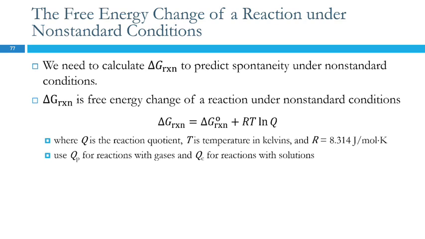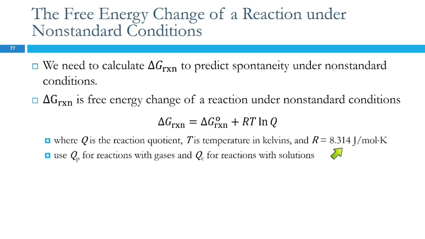This is the same Q we saw before, the reaction quotient. The reaction quotient is calculated exactly the same way as an equilibrium constant. But the equilibrium constant uses values of concentrations or pressure at equilibrium. Q, you calculate with whatever it happens to be right now. Okay? T is the temperature in Kelvin.